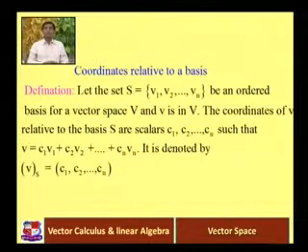The coordinates of v relative to a basis S are scalars C1, C2, up to Cn, such that v can be expressed as C1 V1 plus C2 V2 up to Cn Vn. It is denoted by, in this bracket, the coordinate relative to a basis, [C1, C2, up to Cn]. So this is nothing but just a linear combination of basis vectors V1, V2, up to Vn. And what are the scalars? Those are the coordinates relative to a basis. Let's see one or two examples.